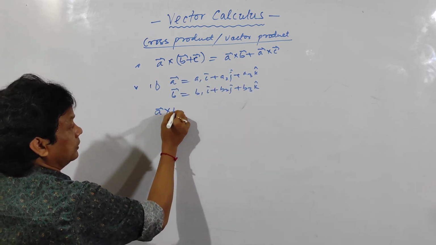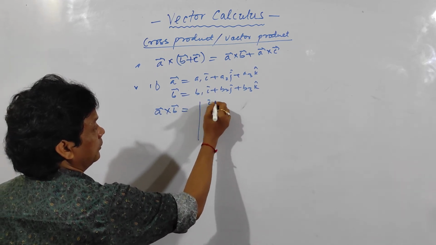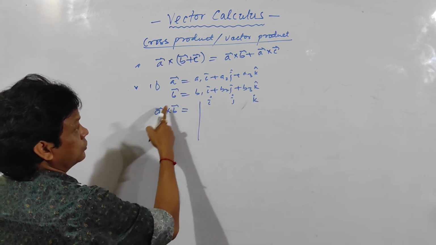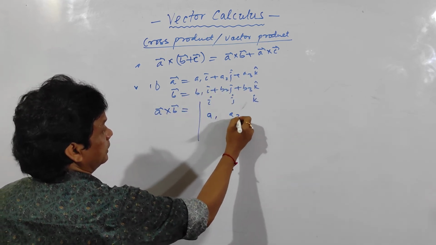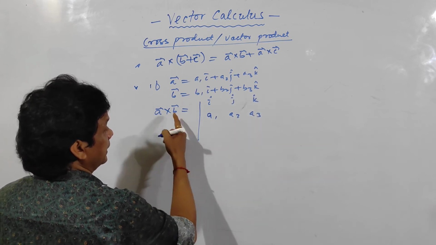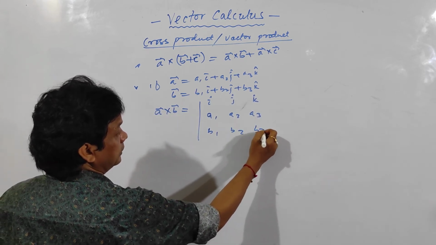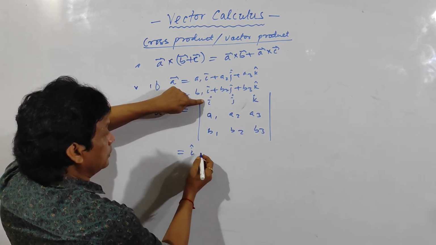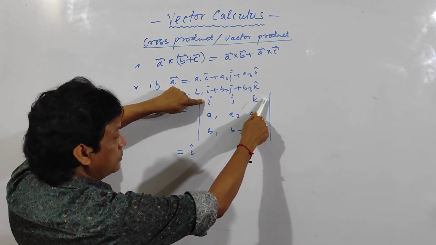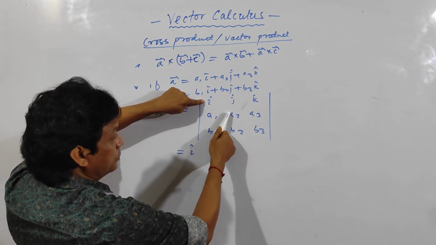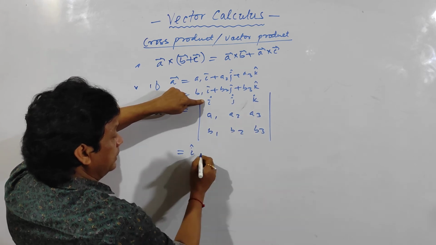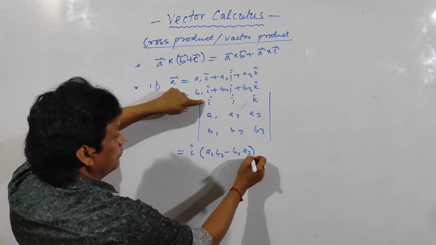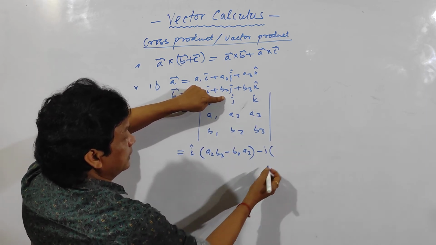But it will be better if you apply the determinant method with i, j, k. First it is A, so write the coefficients of A: A1, A2, A3. Then B is your second term, so then B1, B2, B3. By the method of determinants, you will take i cap, omitting the first row and first column. Apply the cross multiplication: A2 B3 minus B2 A3. The middle one has a minus sign.